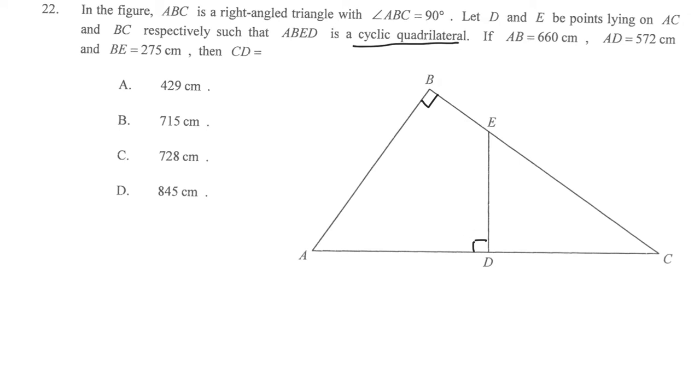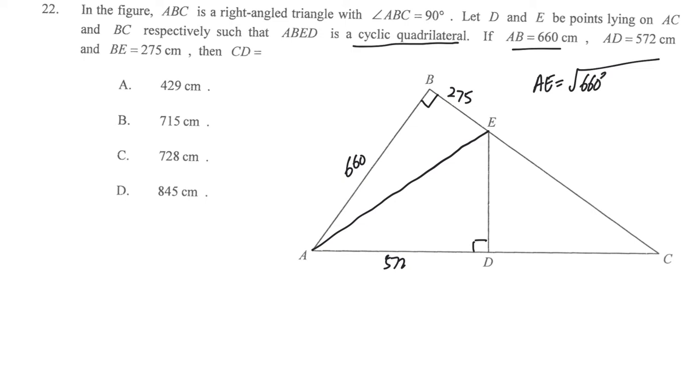Okay, and then we would now put in the values. So AB is 660, AD is 572, and then BE is 275. Since these sides are given, automatically what you would be trying to do is introduce a new line at AE. Then you do the Pythagoras theorem so that you can find AE. So AE would just be the square root of the two values squared and added together.